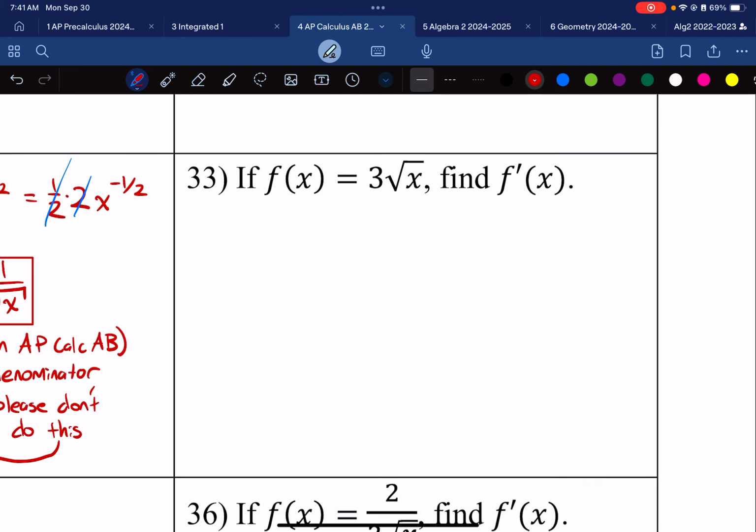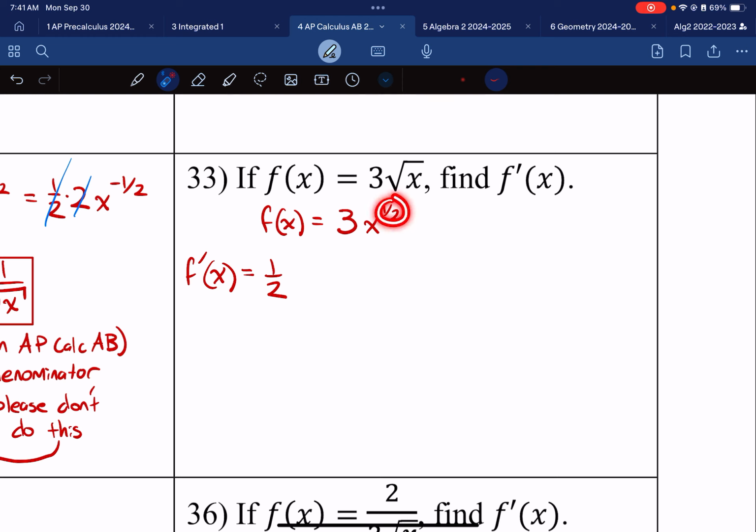I need to rewrite the function. This f of x needs to be rewritten without any radical. This is 3x to the power of 1/2. Now I'm ready to take the derivative. F prime of x, this is going to be 1/2 being multiplied down in front, right? This 1/2 is right here, and I'm going to rewrite the rest of the problem, 3x, and now it's not positive 1/2. I'm going to subtract 1 to get negative 1/2, and that's the answer.